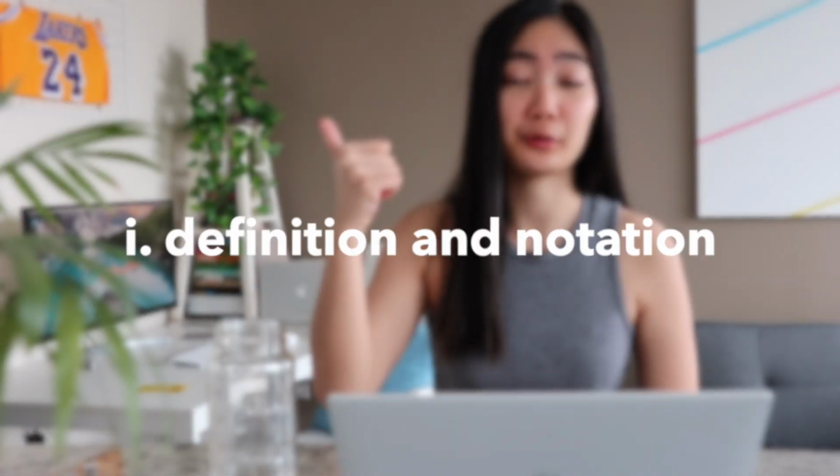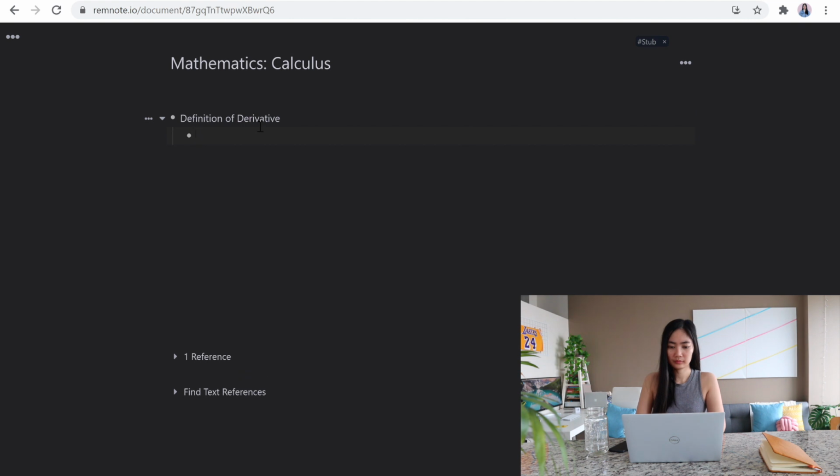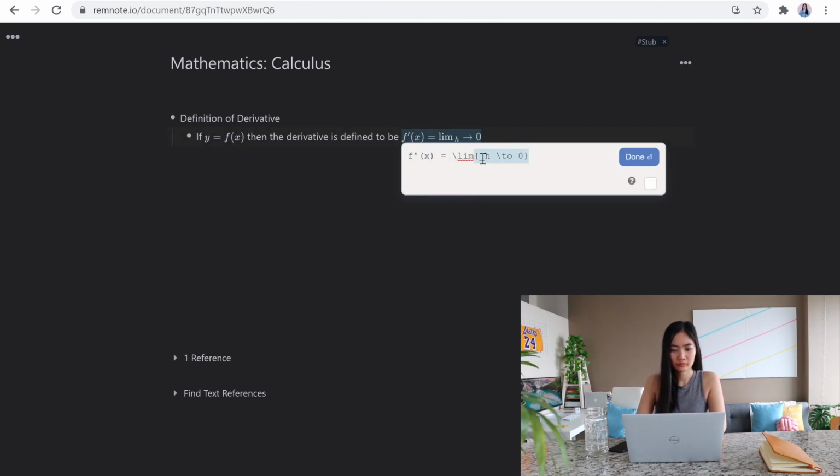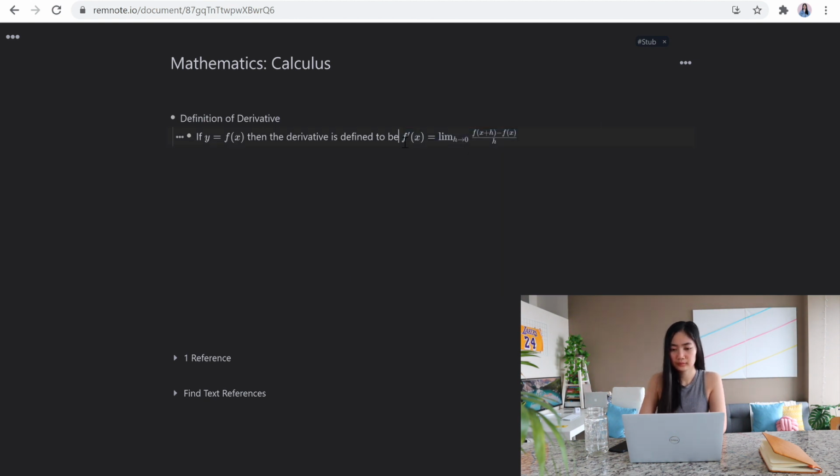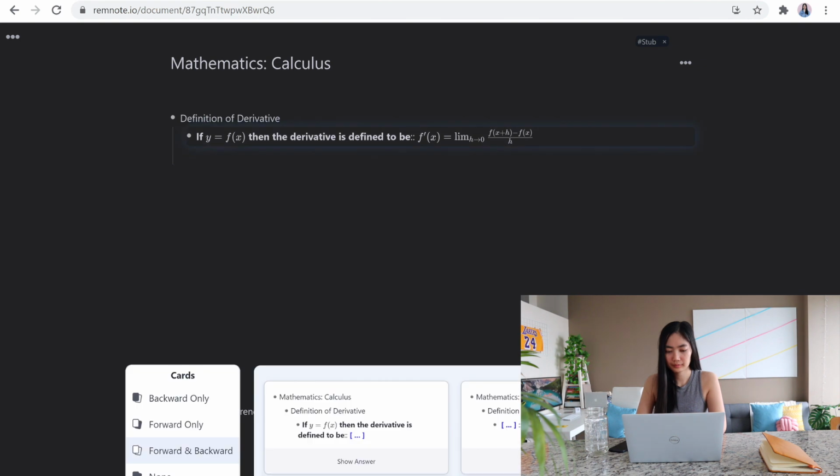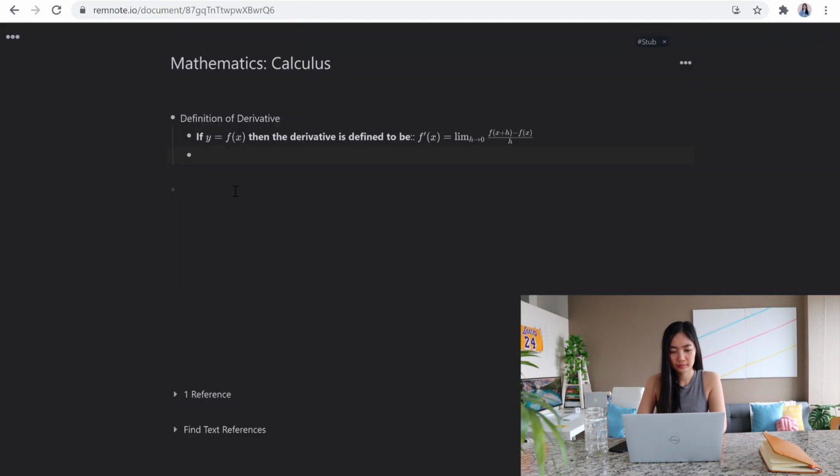There's various types for this. First is definition and notation. For example, here, the definition of derivative. Clearly, this seems so trivial, but they do build off each other, so I would definitely write this down. Also, RemNote uses LaTeX. I'll put the link down below for its syntax. Another example here is alternate notation.